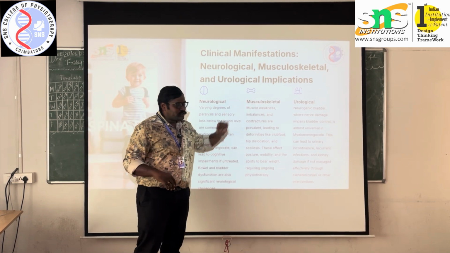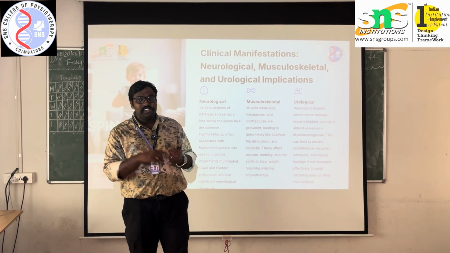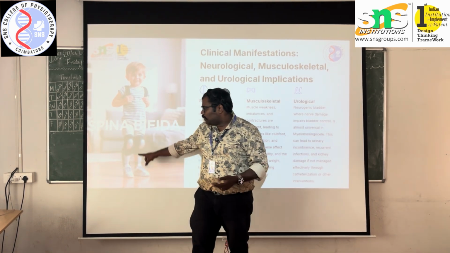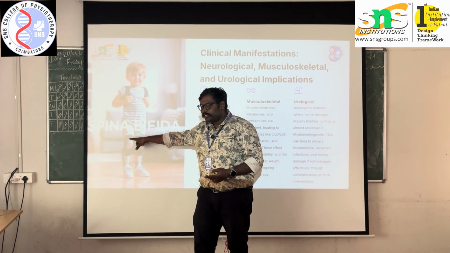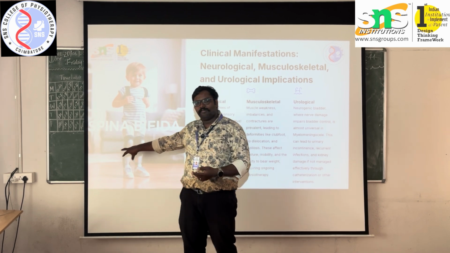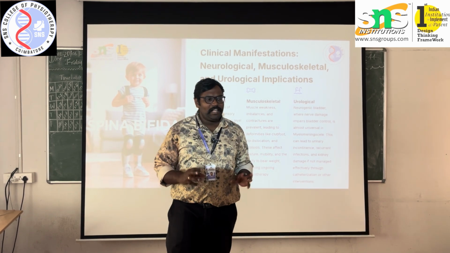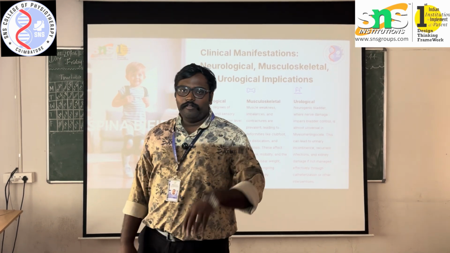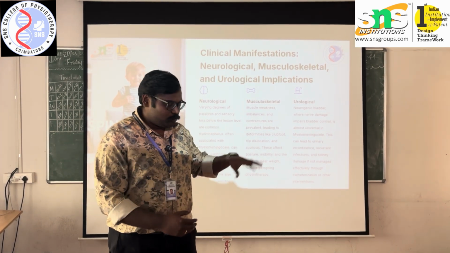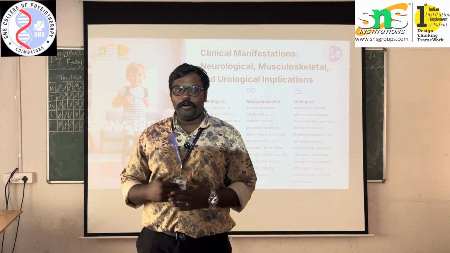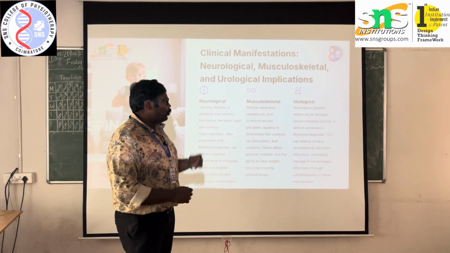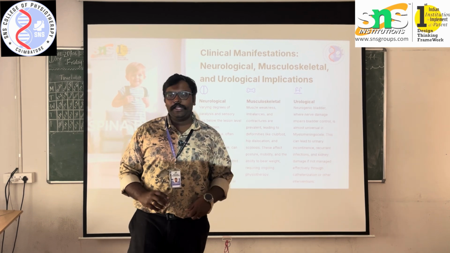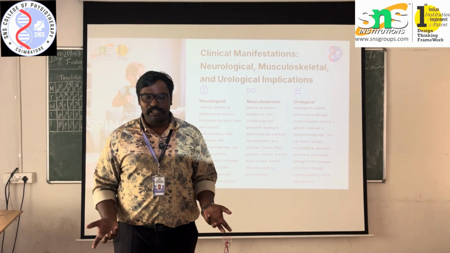And going to the musculoskeletal, it is muscle weakness. Okay, so in this picture you can see a splint, which is kept for the children for standing up, and this splint will be helpful for small children to stand and walk also. And urological, it is a neurogenic bladder, the control of urination will be absent.